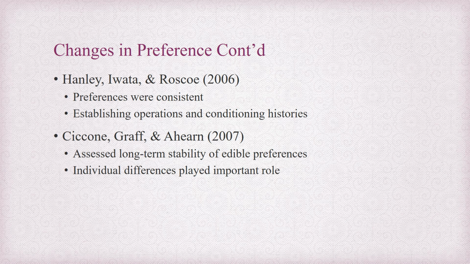Attempting to figure out possible causes for shifts in preference, the authors provided continued access to high preference items and paired them with low preference items with edibles and social praise. Both of these manipulations resulted in changes in preference. This suggests that changes in establishing operations or condition histories can contribute to shifts in preference that occur over time.